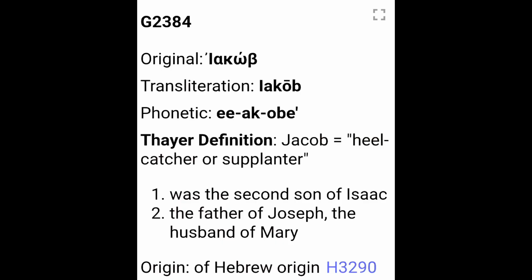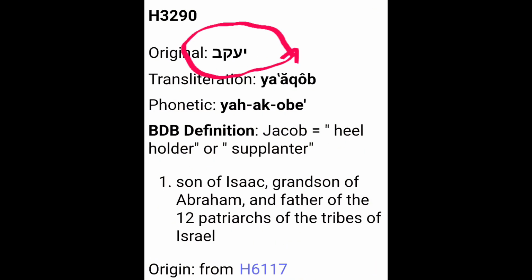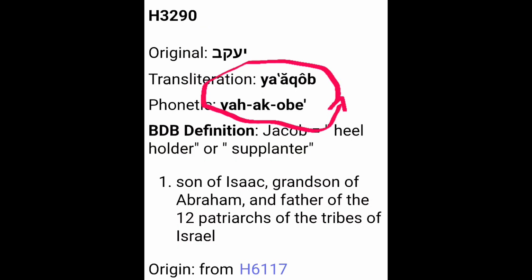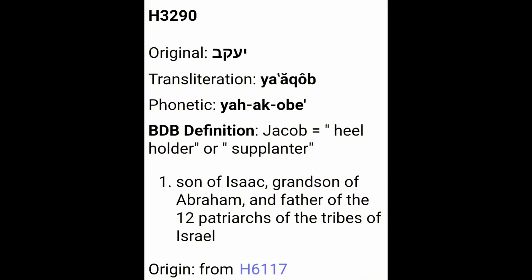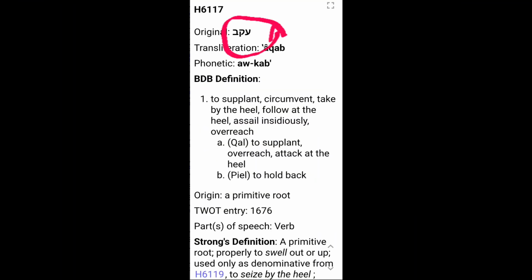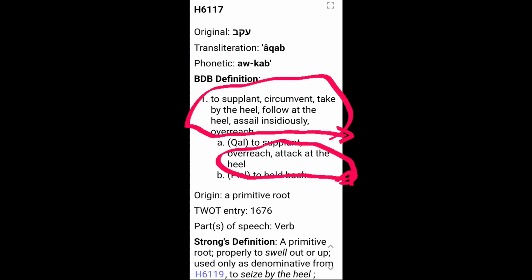And Jacob has its Hebrew origin in H3290: Yod, Ayin, Kuf, Bet, Yaakov, Jacob, heel holder or supplanter, the son of Isaac, a grandson of Abraham. And this comes from H6117: Ayin, Kuf, Bet, Yaakov. The definition is to supplant or circumvent, to take by the heel, to follow at the heel, to overreach.